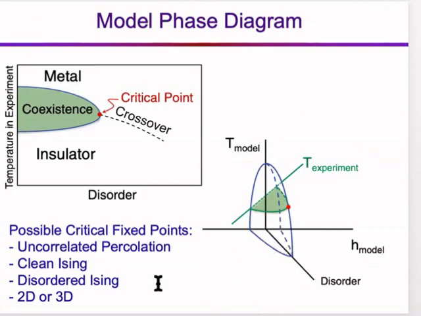So there are several critical points that could come up in that structure. You could get uncorrelated percolation, as Sharoni and collaborators proposed. You could get the clean Ising model, as Limolette and collaborators proposed. Of course, you still have the question of whether it was 2D or 3D. You could also get a disordered Ising, a random field Ising fixed point out of this model.